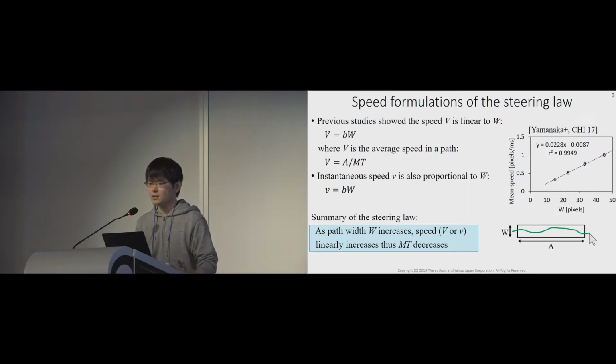And another version of the steering law is this speed formulation, which indicates that the speed is proportional to the path width. Here, the speed means the average speed or instantaneous speed. So, in summary, the steering law indicates that the speed linearly increases as the path width W increases, and thus the movement time MT decreases.